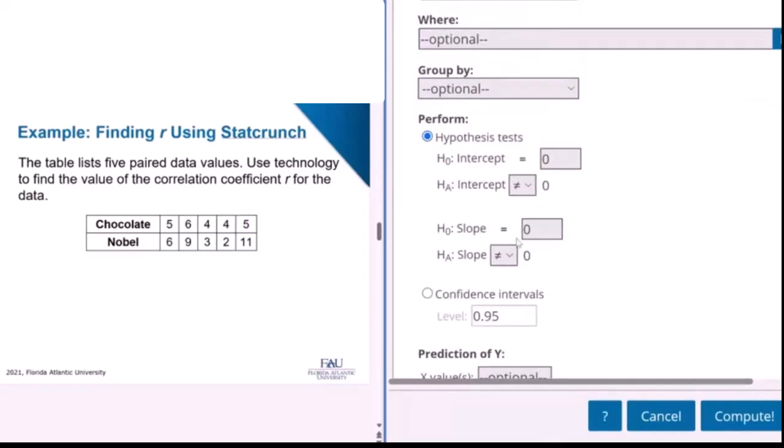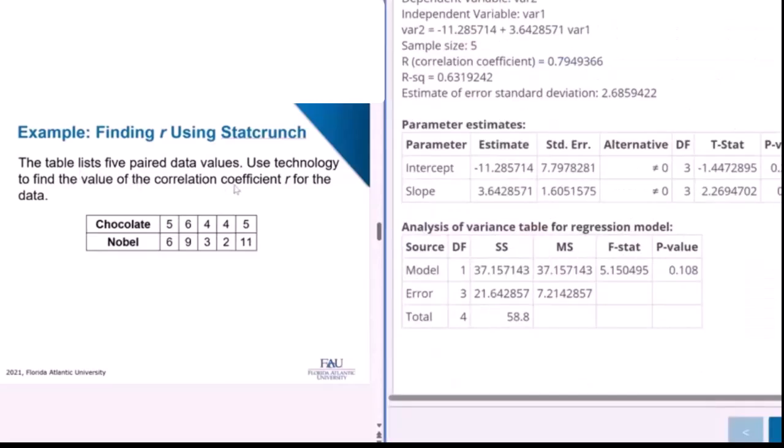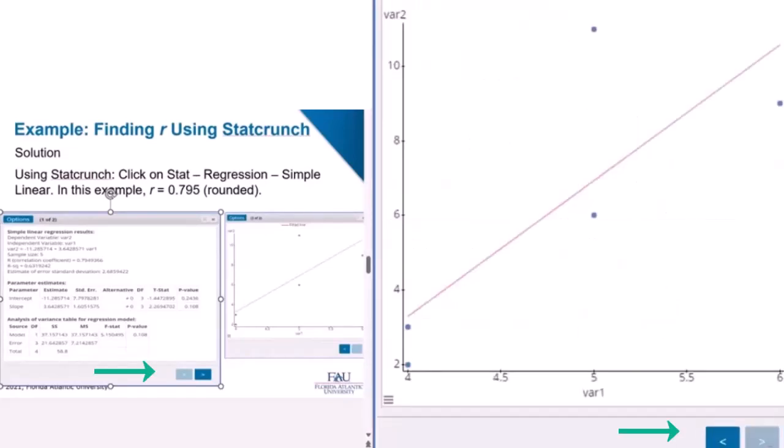What I care about is whether my slope is equal to 0, which means R would be equal to 0 and I would have no correlation, or it's not equal to 0, which means I have some correlation. Compute my correlation coefficient, 0.7949366. And we also have this button down here, which shows me the graph of the points that I plotted and the line of best fit, or the regression line.